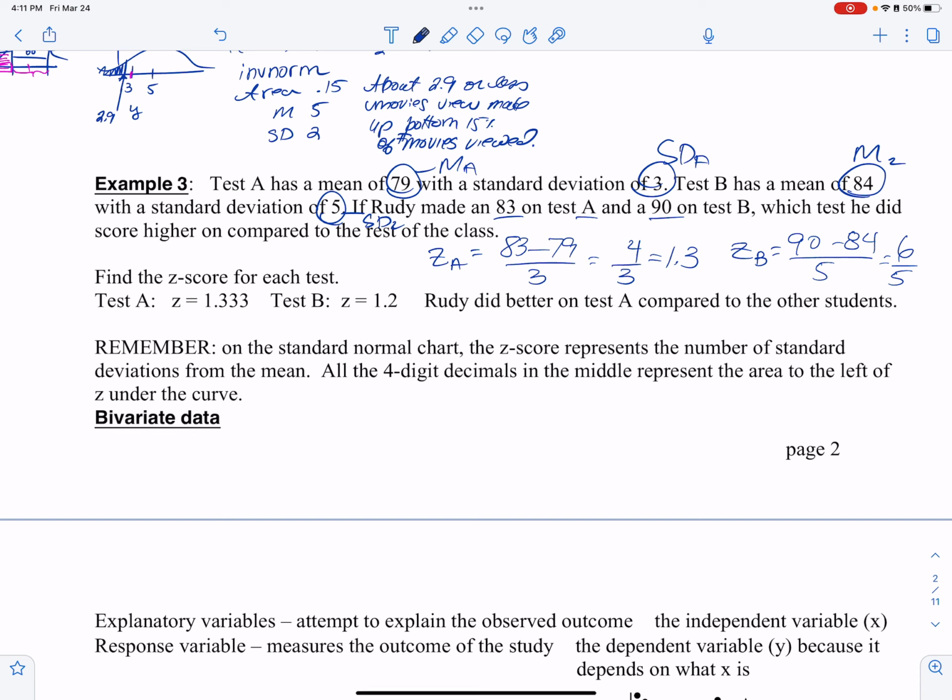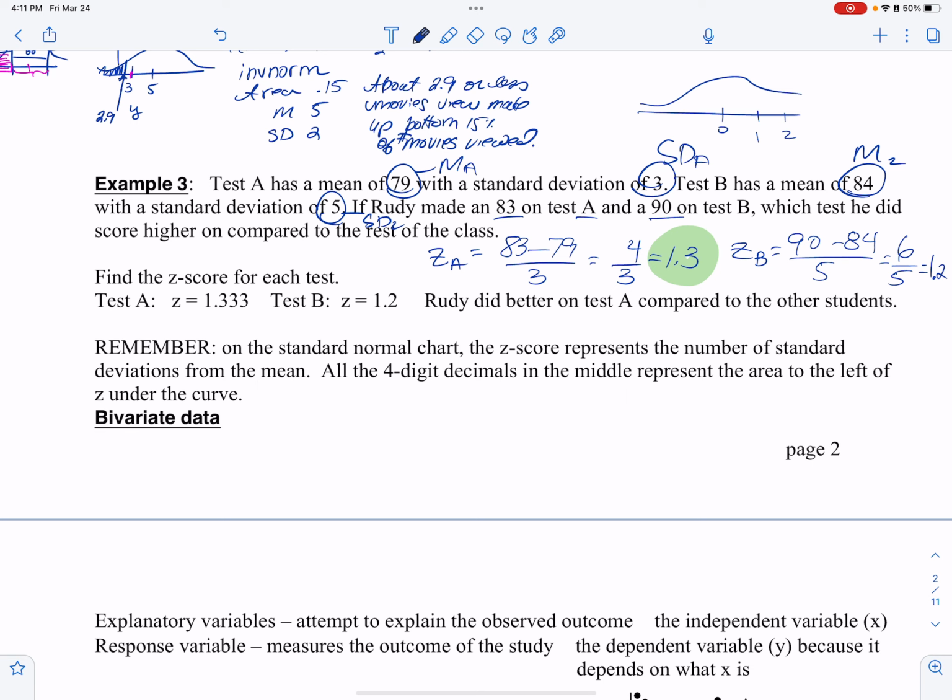So that's going to be about 1.2. All right, and so this one you can say, hey, he did better on this one because it has a higher standard deviation, which means it's more unusual. It's further away from the mean. If we were to graph it, it would look like this.